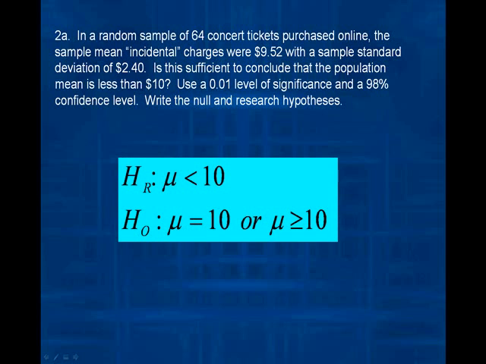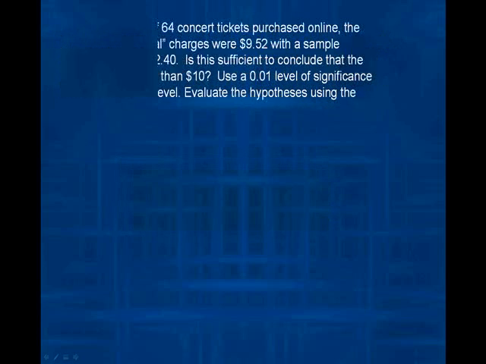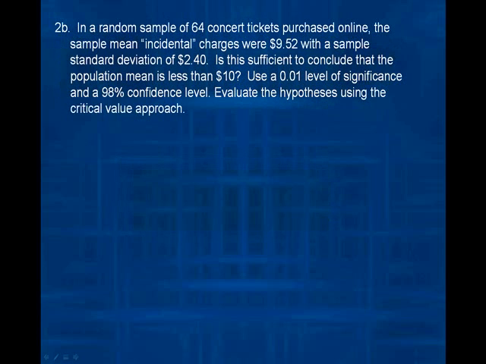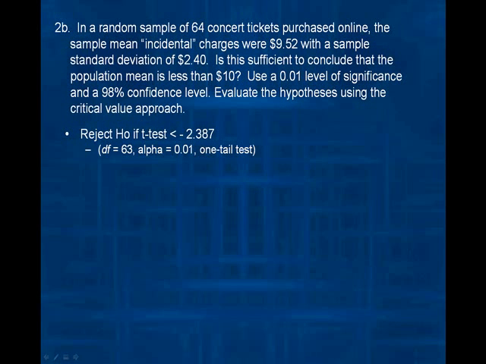So the research hypothesis is mu less than 10, while H0 is mu equal to 10 or mu greater than or equal to 10. Now we want to evaluate those hypotheses using the critical value approach. We're going to reject H0 if the t-test is less than minus 2.387. If it's less than in the research hypothesis, it's less than minus in the decision rule. Quite a few people missed that on the test and just said less than 2.387. Remember, it's less than minus 2.387 because we're going to go below the mean.